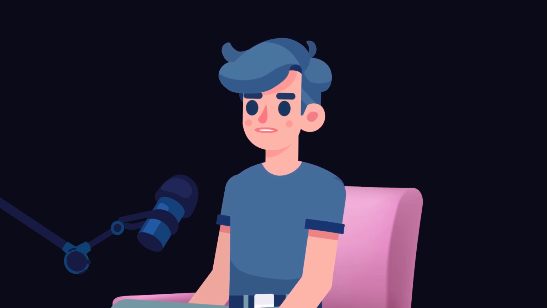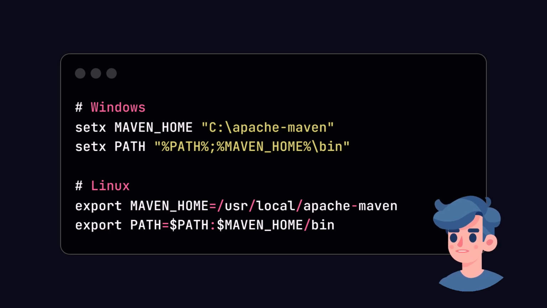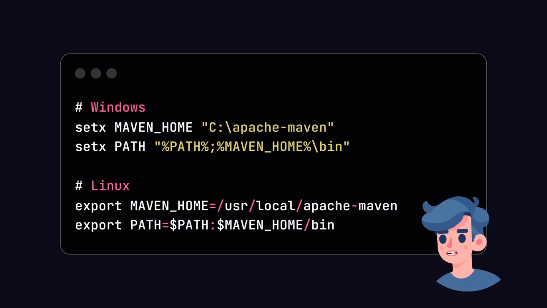For example, you might extract it to c:\apache-maven or /usr/local/apache-maven. Now, let's set up the environment variables. You need to add the Maven bin directory to your system's path variable. Here's how you do it on Windows and Linux.